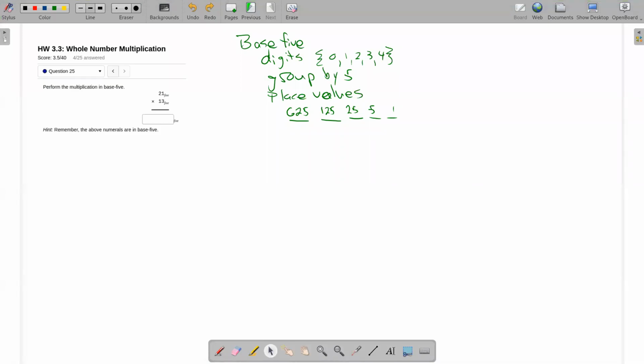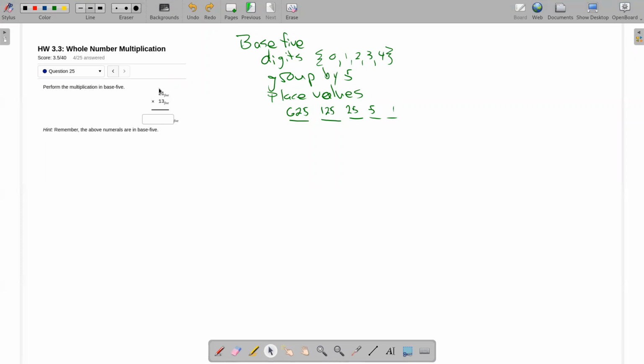So base 5, we have 5 digits. Places are based on 5. Powers of 5 are 1, 5, 25, 125, 625. So for example, this number right here, 21, says I have 2 groups of 5 and a 1.